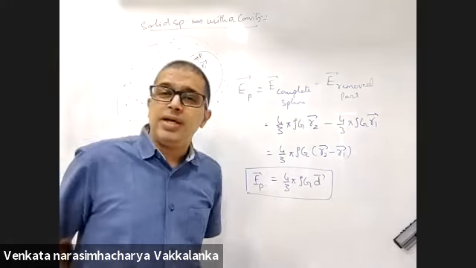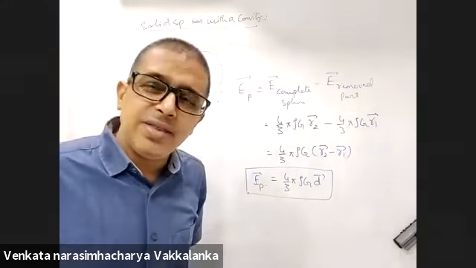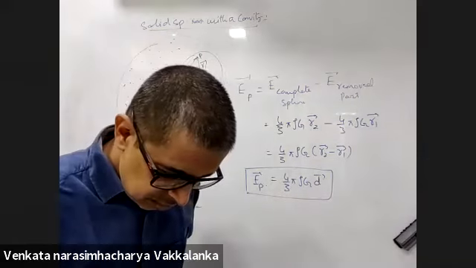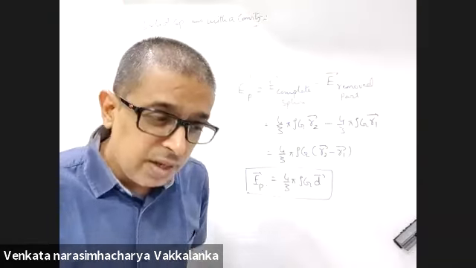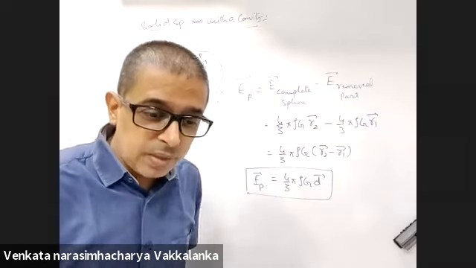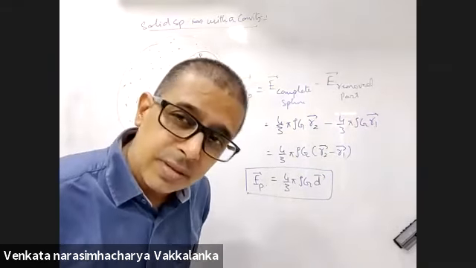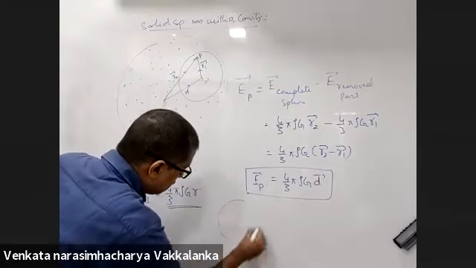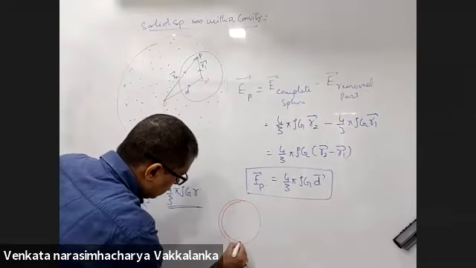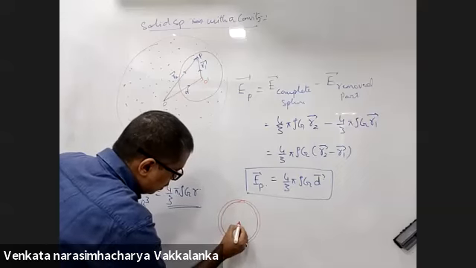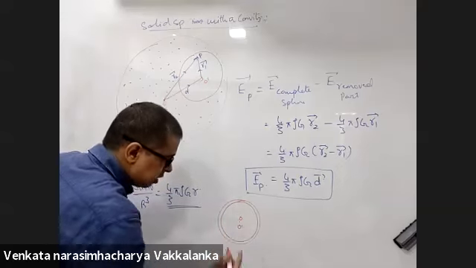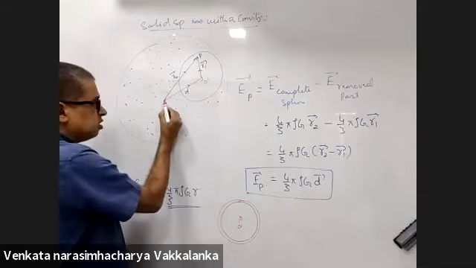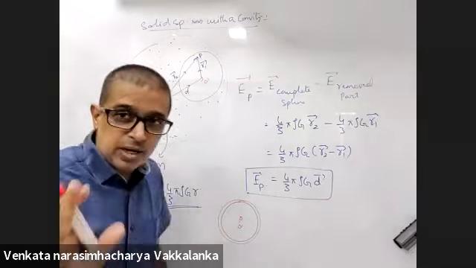Now what were you saying? Field inside a thin shell. How much were you saying? Field inside a thin shell. How much were you telling? Zero. How do you construct a thin shell? From a bigger sphere, remove another concentric sphere. O dash will be at the same point. If O dash is at the same point as O, then you will get a thin shell.